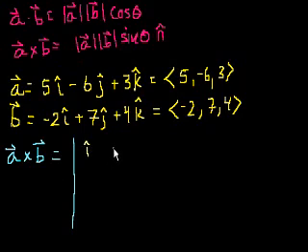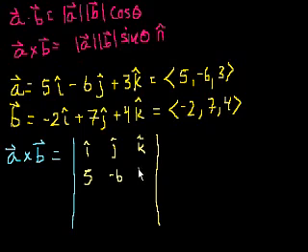But the way to do it, if you're given the engineering notation, is you write the I, J, K unit vectors in the top row. Then you write the first vector in the cross product, because order matters. So it's 5, minus 6, 3. Then you take the second vector, which is B, which is minus 2, 7, 4. So you take the determinant of this 3 by 3 matrix. And how do I do that?